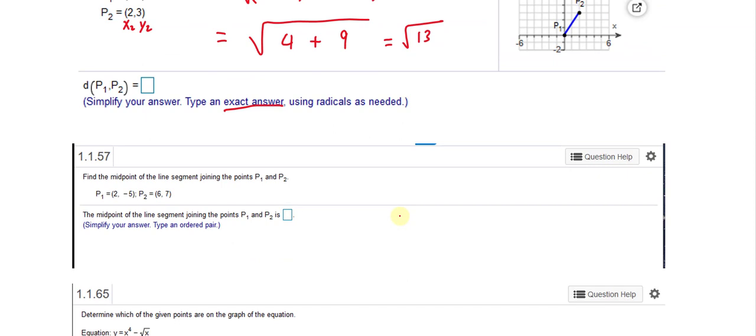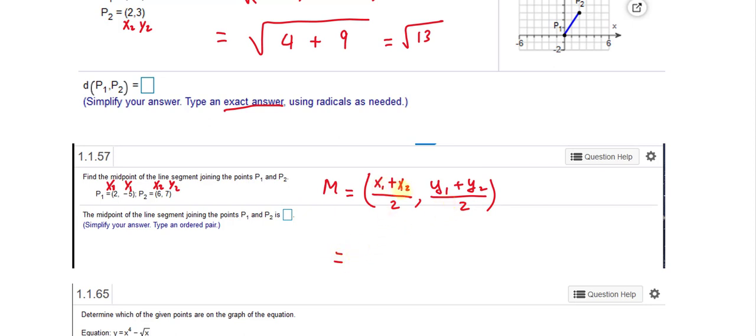The second problem: you are asked to find the midpoint of the line segment joining the 2 points P1 and P2. Again, we label them x1, y1, x2, y2. To find the midpoint, we use the midpoint formula. For the x coordinate, we add the 2 x values together, x1 plus x2, and divide by 2 to find the middle point between the x coordinates. The same thing for y: we add the y values and divide by 2.